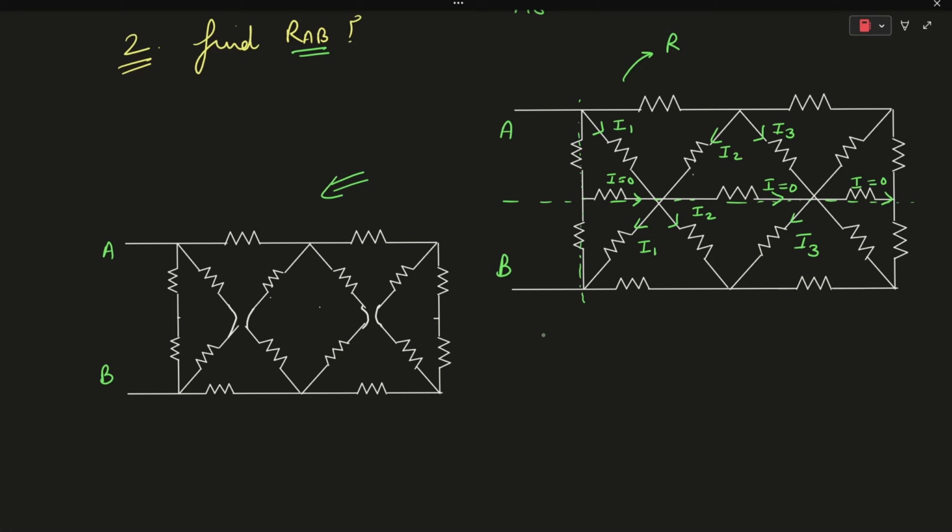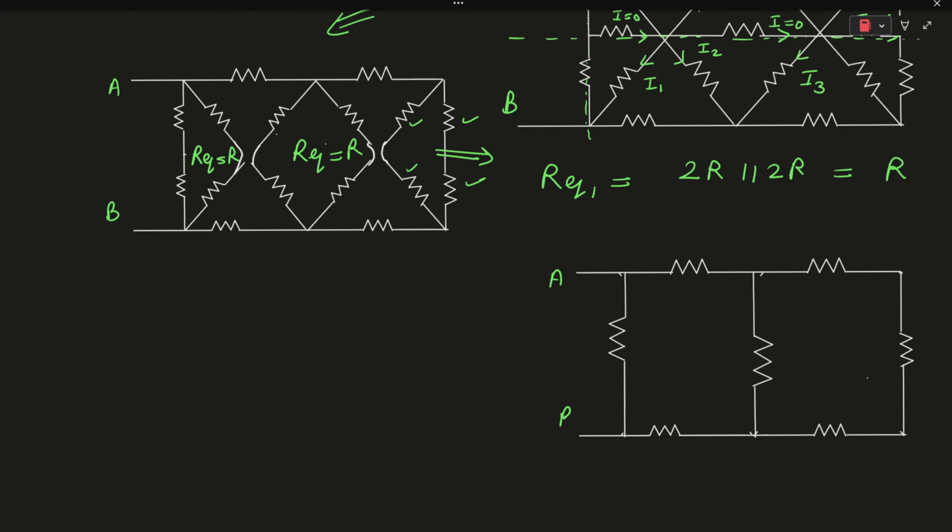Now, as you can see, these two resistors are connected in series. Similarly, these two resistors are also connected in series and their combination is connected in parallel. So the equivalent resistance will be 2R in parallel with 2R, which comes out to be R. Similarly, in this case also, the equivalent resistance will be R, and in this case also it will be R. So now this will be the simplified version of this particular network, and it is very easy to find the equivalent resistance RAB.